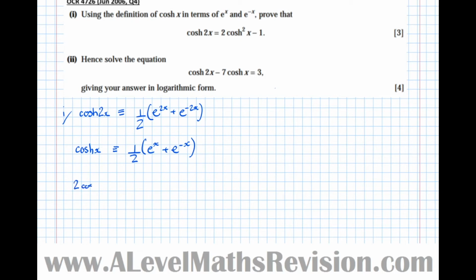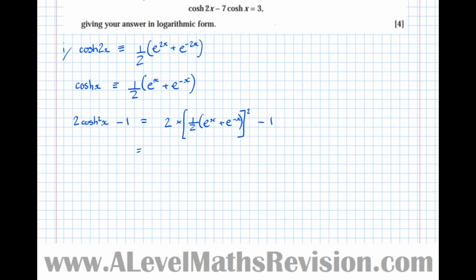So 2 cos squared x take 1 is equal to 2 times a half e to the x plus e to the minus x, squared, take 1, which is equal to 2 times, and let's square the half first, so 2 times a quarter, and then do the double brackets, e to the x plus e to the minus x, e to the x plus e to the minus x, take 1, equals, well, 2 times a quarter is a half.